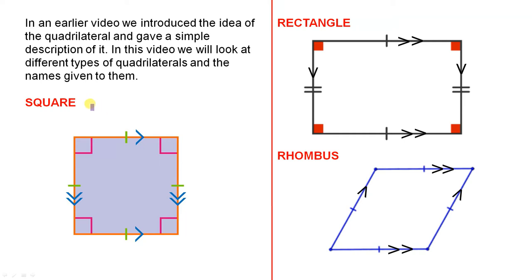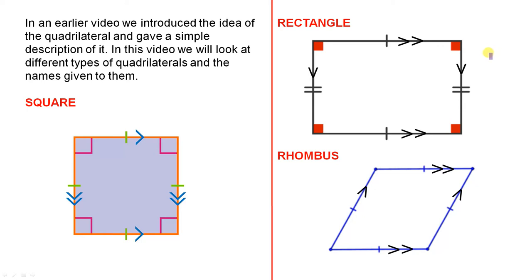For example, let's look at this one. This one is the square. As we can see here, the square is a four-sided figure because it's a quadrilateral. Each of the angles are 90 degrees. The opposite sides are parallel, and all the sides are equal. So they're all the different characteristics of a square, and that's why we have these symbols here, just to highlight the characteristics.